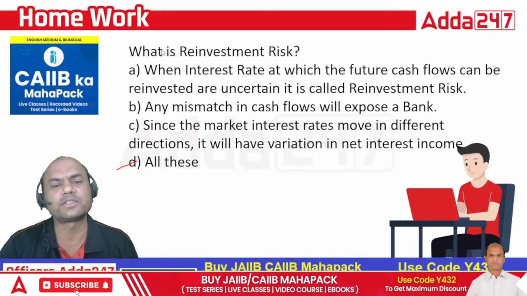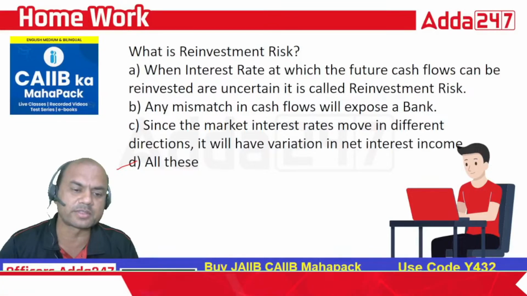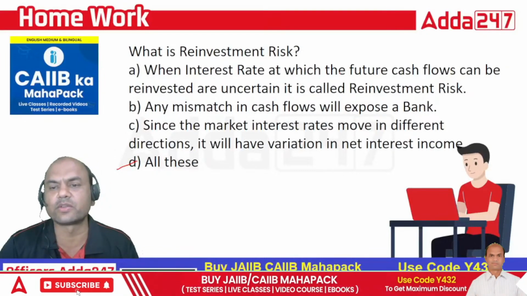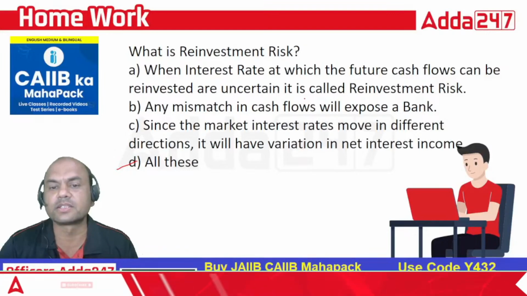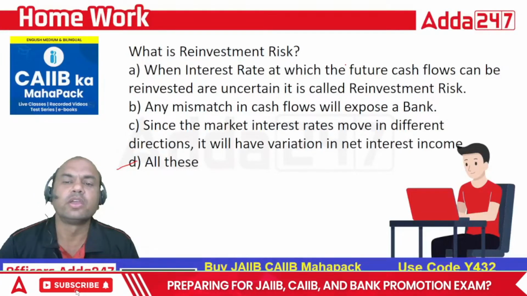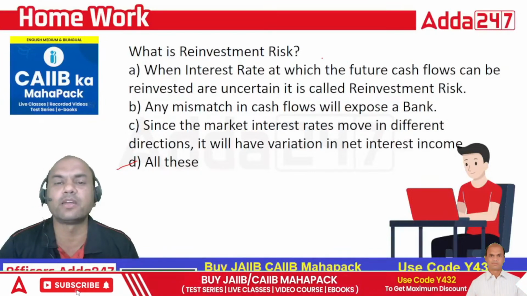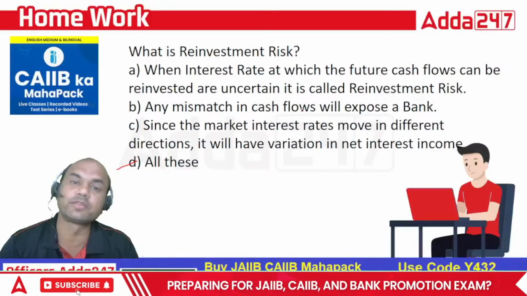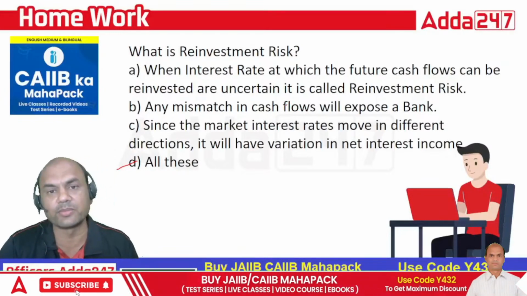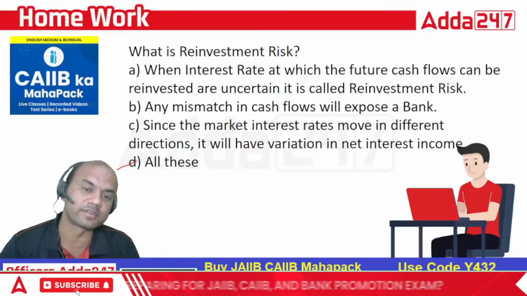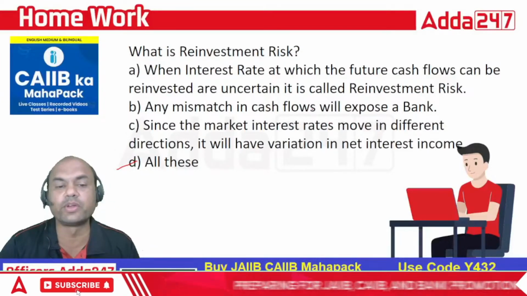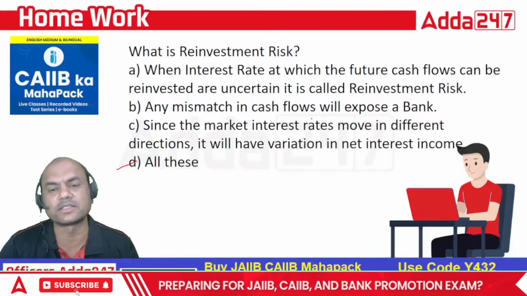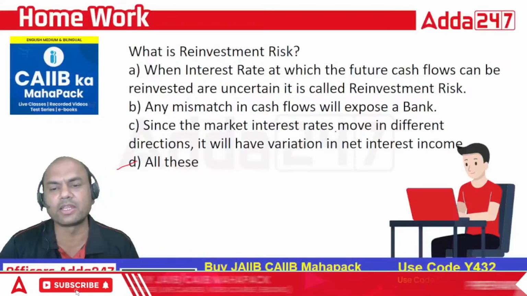Let's start. Yesterday I asked you a question: what is reinvestment risk? Many of you have answered. I have marked the answer over here. When the interest rates at which the future cash flows can be reinvested are uncertain, it is called reinvestment risk. It means you don't know at what rate you will be getting the FD later. Any mismatch in the cash flows will expose a bank. If the rate of interest changes, then your interest will change, so that will expose the bank to a huge risk. Since the market interest rates move in different directions, there will be a variation in the net interest income. Obviously, if the rate of interest changes in the opposite direction to what you are thinking, it may have a negative impact.